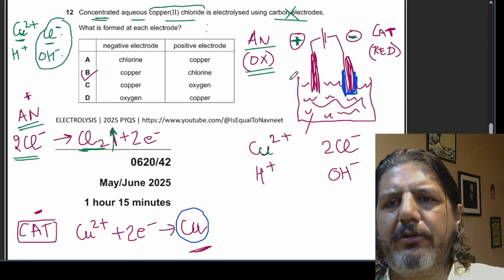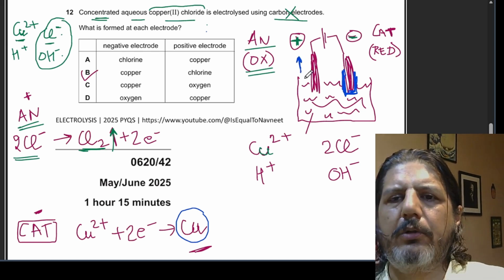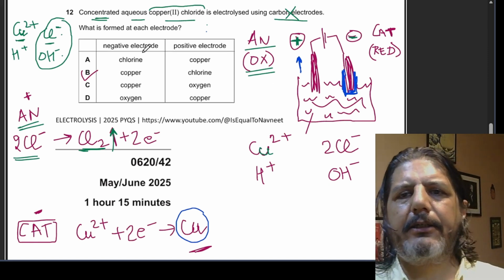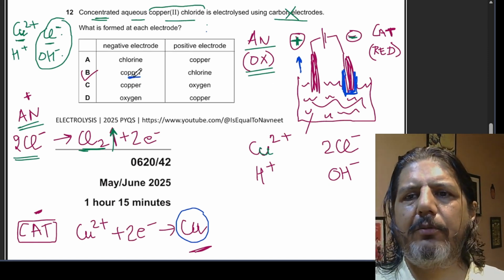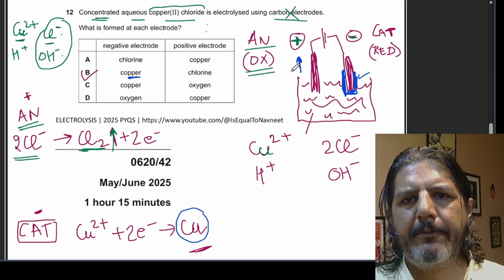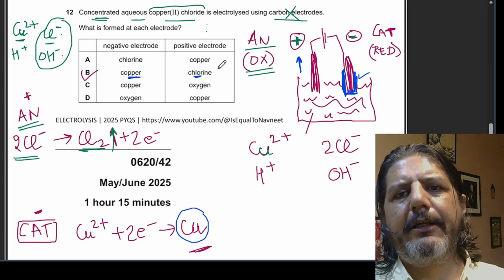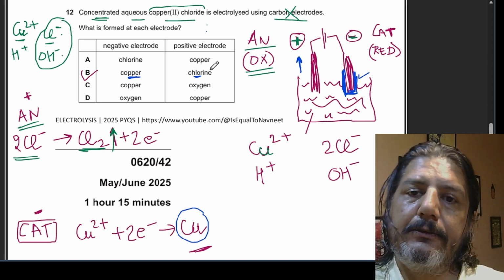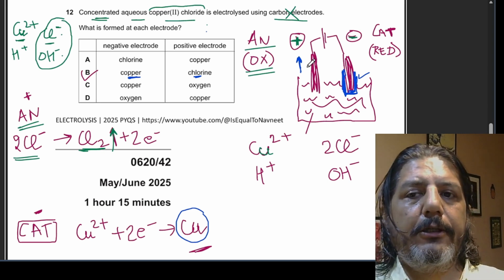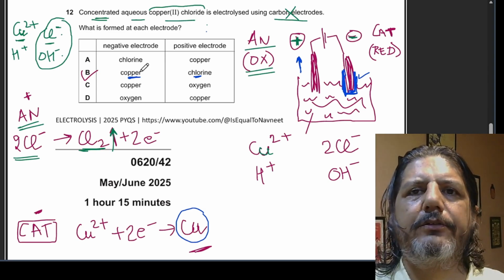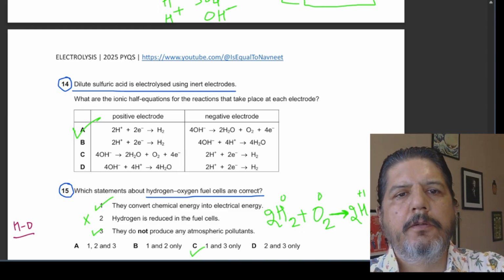And there will be a discharge of chlorine gas on the positive terminal. So the answer to the question will be that at the negative electrode, we will have copper, which I have mentioned here. And on the positive electrode, I will have chlorine, green color, poisonous gas. So let's move to the next question.